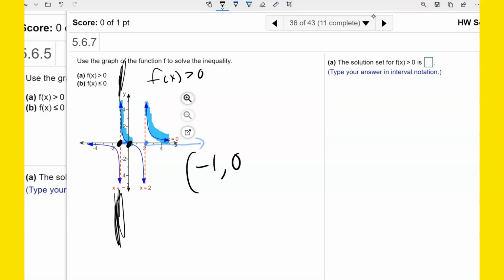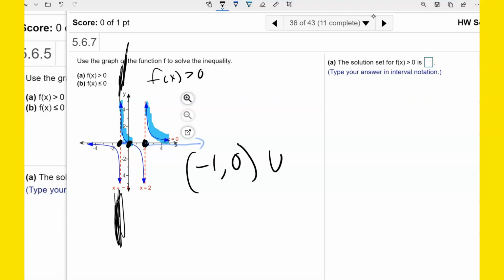It's undefined right there. So it doesn't know if it wants to be positive infinity or if it wants to be negative infinity. It's kind of undefined right there. So I can't include the negative 1. But everything beyond negative 1 is good until we get to 0. I also can't include the 0 because it's got to be greater than 0. It can't be when it's on the x-axis. It's got to be above the x-axis.